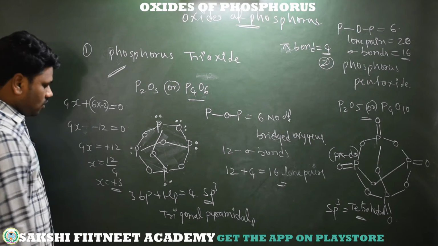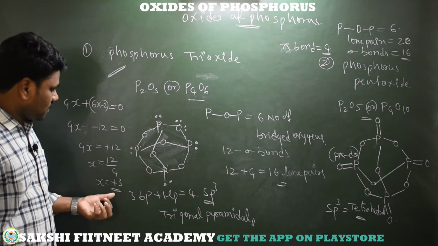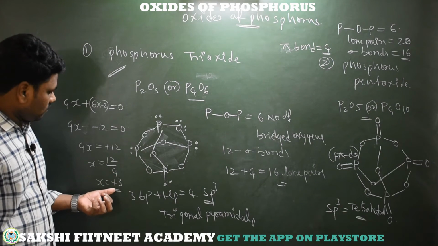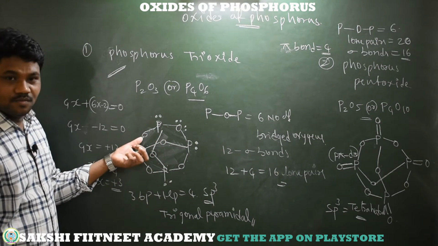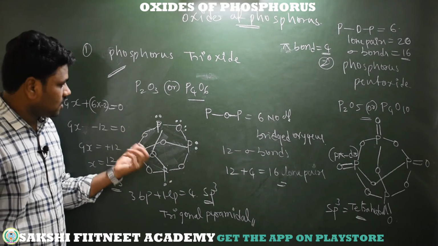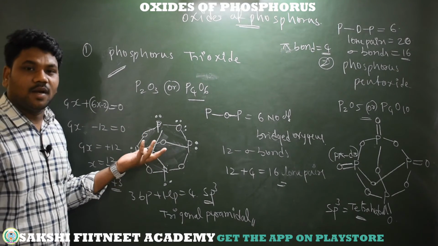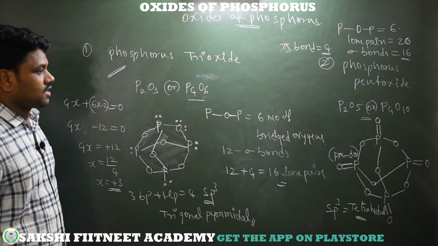So what is the oxidation state of phosphorus in this phosphorus trioxide? It's plus 3. So we will cross check with the structure. See here, phosphorus bonded to 3 oxygen atoms. So 3 oxygen atoms are pulling 1 electron each, so 3 electrons are towards 3 oxygen atoms. So obviously it's plus 3. So the plus 3 oxidation state is correct for this phosphorus trioxide.